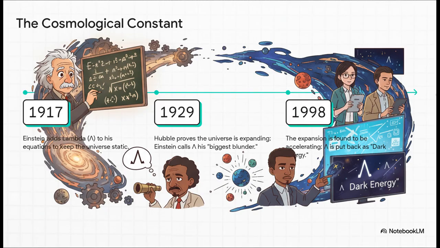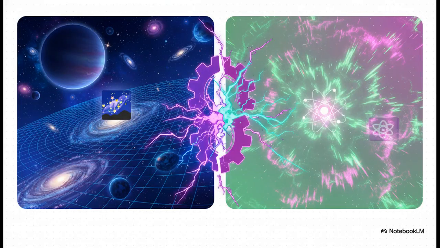But then, fast forward all the way to 1998, astronomers discover something wild. The expansion isn't just happening, it's speeding up. And guess what they needed to explain it? Yup, good old lambda comes right back, this time with a cool new name, dark energy. We can measure it, but we have no idea why it's there. And this whole saga points to a much deeper crack in the foundations of physics.